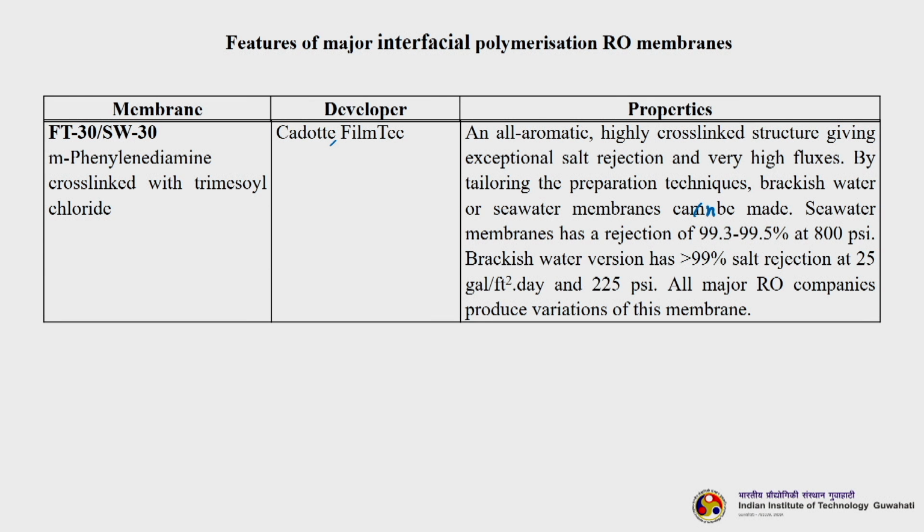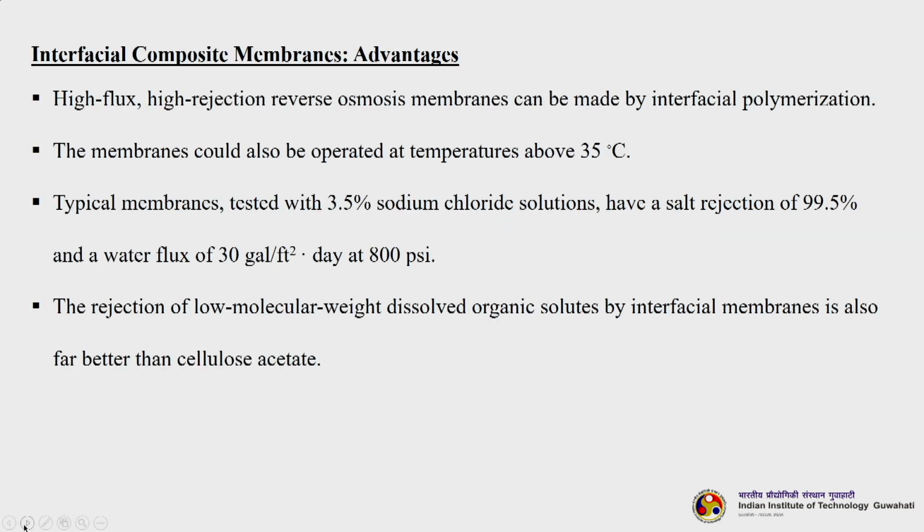So, this is an all aromatic highly cross linked structure giving exceptional salt rejection and very high fluxes. Now, by tailoring the preparation techniques, brackish water or seawater membranes can be made. Seawater membranes have a rejection of almost 99.3 to 99.5% at 800 psi. The brackish water version has greater than 99% salt rejection at 25 gallon per feet square per day and 225 psi. So, all major RO companies produce variations of this membrane.